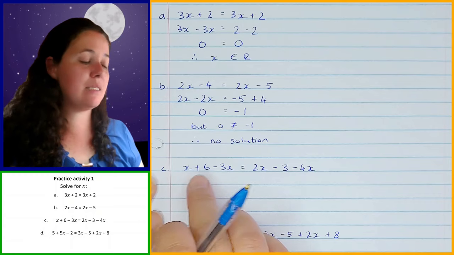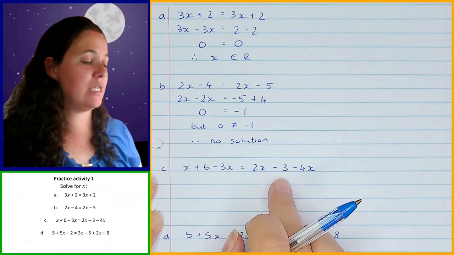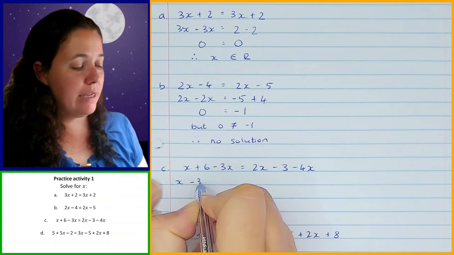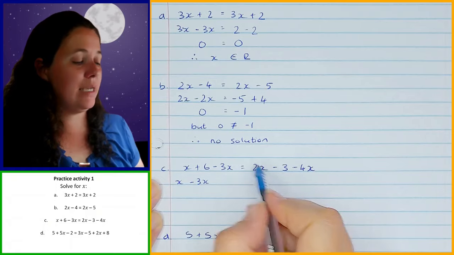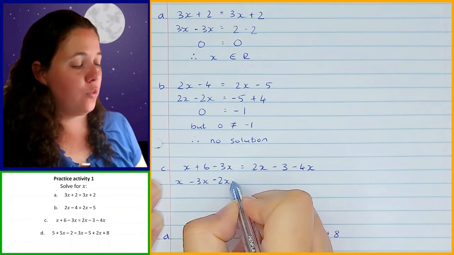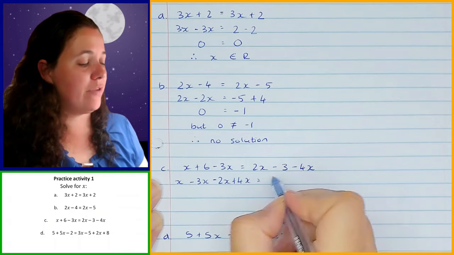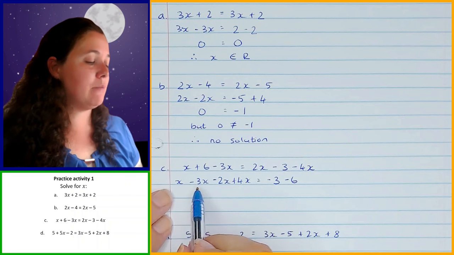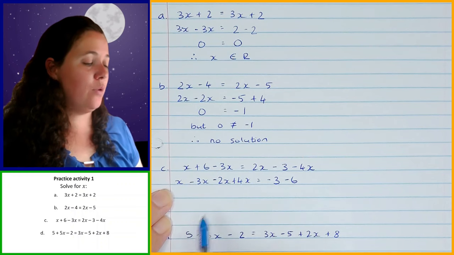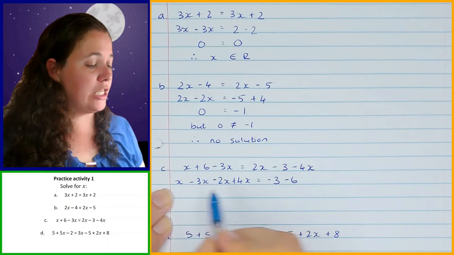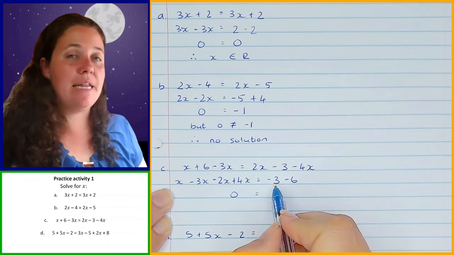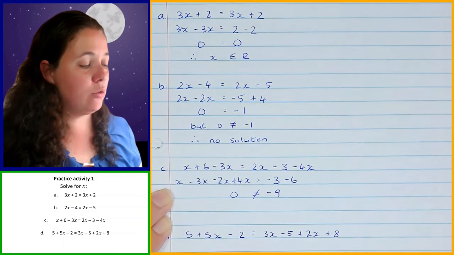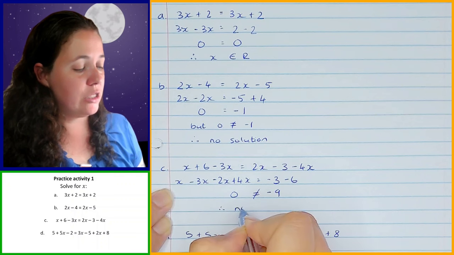Question C, we've got x plus 6 minus 3x equals 2x minus 3 minus 4x. I'm going to take my x's to the left-hand side. I'm going to have x minus 3x. Then I'm going to subtract the 2x, and I'm going to add 4x equals. Over here I've got minus 3, then I'm going to minus 6. So x minus 3x minus 2x plus 4x, this all is going to give me 0 equals negative 3 minus 6 is negative 9. But now I know that 0 is not equal to negative 9, so therefore there is no solution.